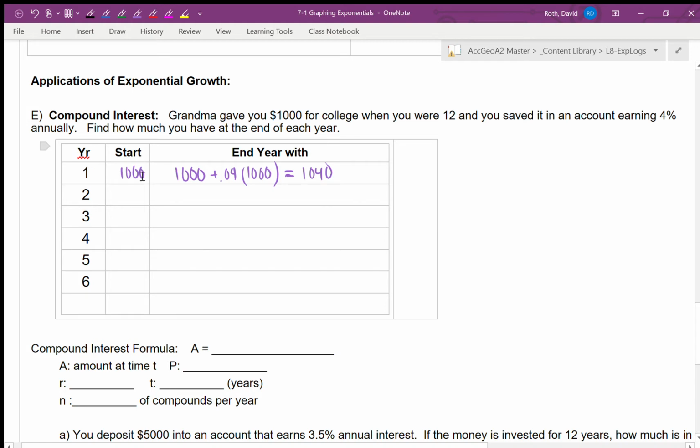After year one, you start with $1,000, you're at 4% interest, 1,000 plus 0.04 times 1,000 equals 1040. And I'll tell you what, why don't you hit pause on the video and on your own worksheet, actually go through and do years 2, 3, 4, and figure out how much money you have at the end of year 4. Okay, hit pause.